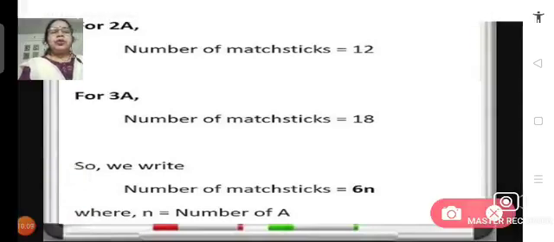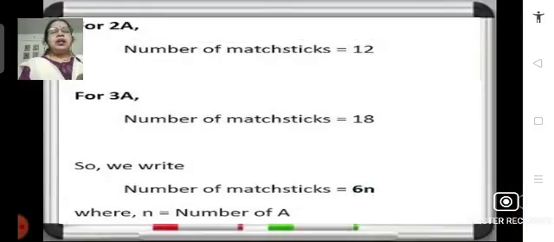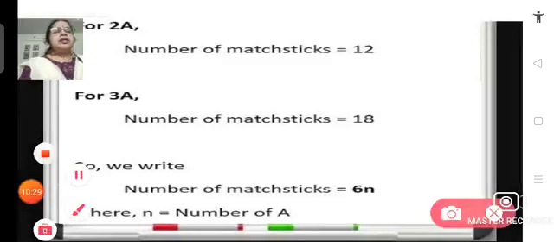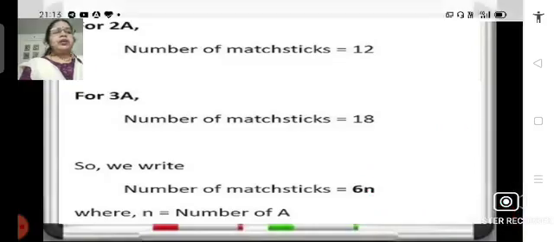So what will be the general rule? It will be 6 multiplied by n. And what is n? N is the number of A's formed. However many A's we are forming, that is the value of n, isn't it? So if we need to make 8 patterns of A, how many matchsticks do we require? 6 multiplied by 8, it will be 48. So 6n is the general formula.